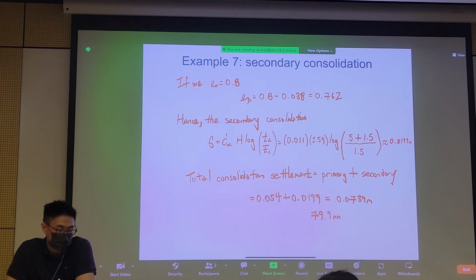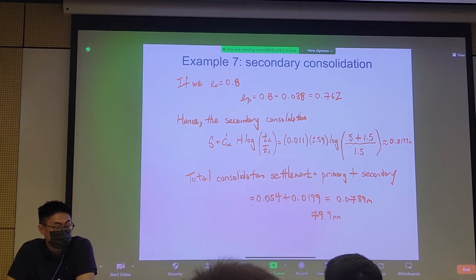So then for practical projects, for example, for secondary consolidation, we calculate that after 5 years, after primary consolidation, so it's 4.5 years, we will have additional settlement of 0.0199 meters. So that's just under 2 centimeters, right?